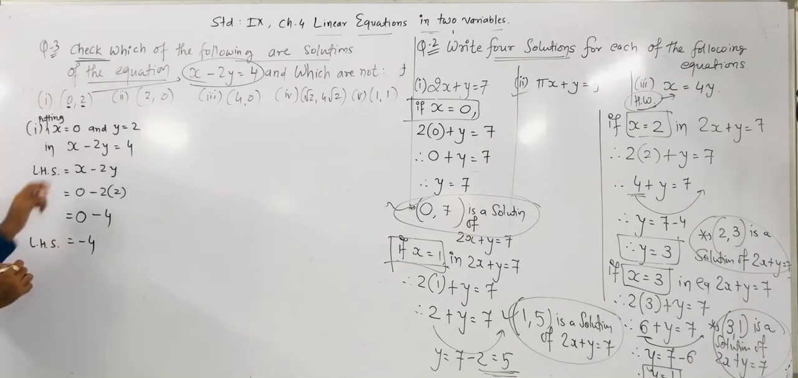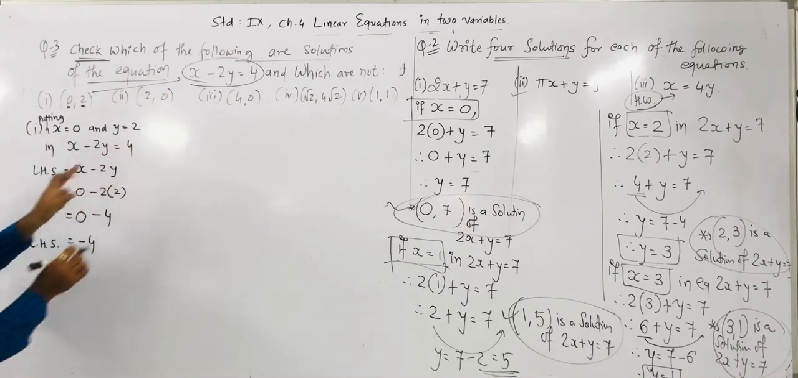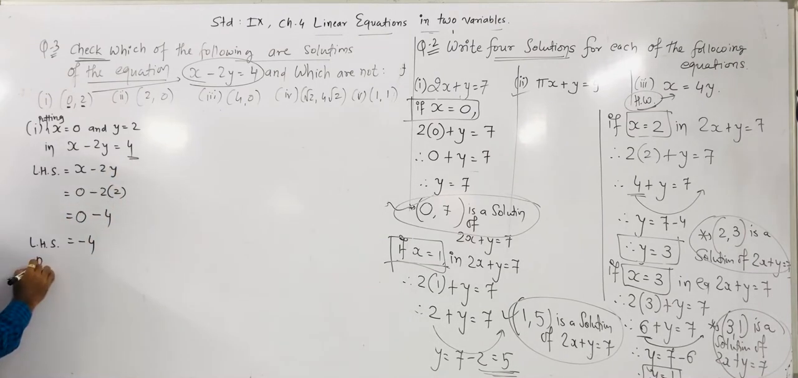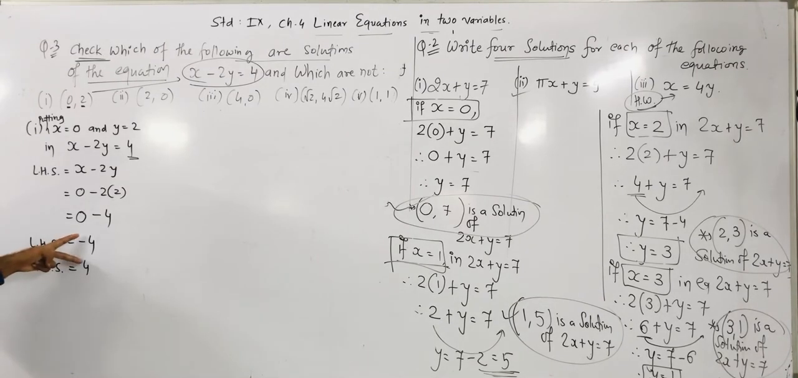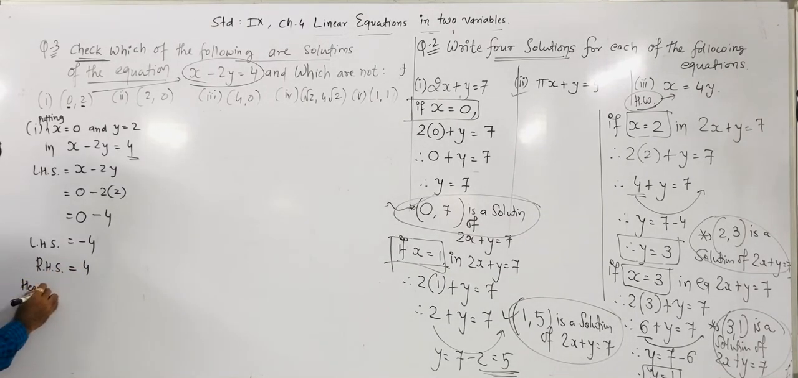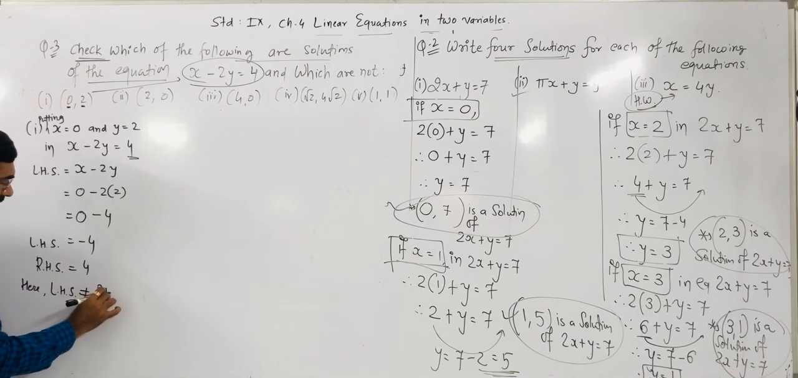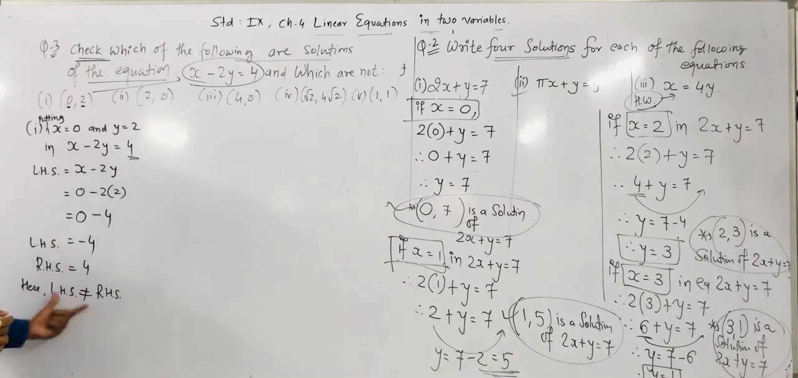Right? But here the equation's right hand side is what? The right hand side is a 4. Observe the left hand side and right hand side. Are both equal? No. On the left hand side we get minus 4, on the right hand side we get 4. So we can say the left hand side is not equal to the right hand side, so it is not a solution.